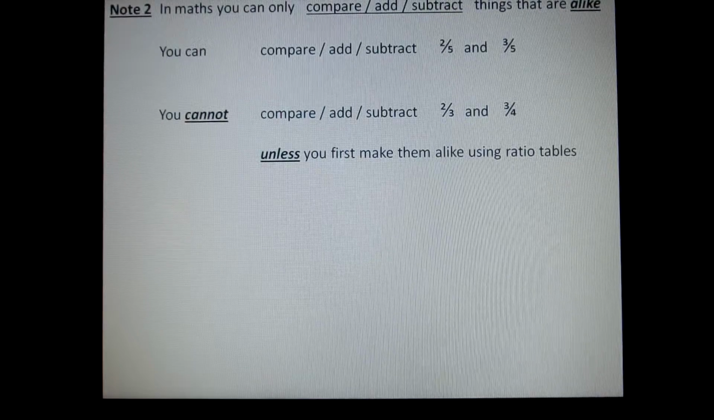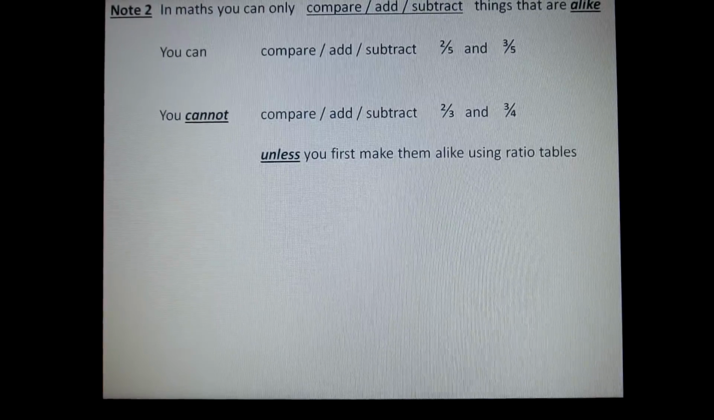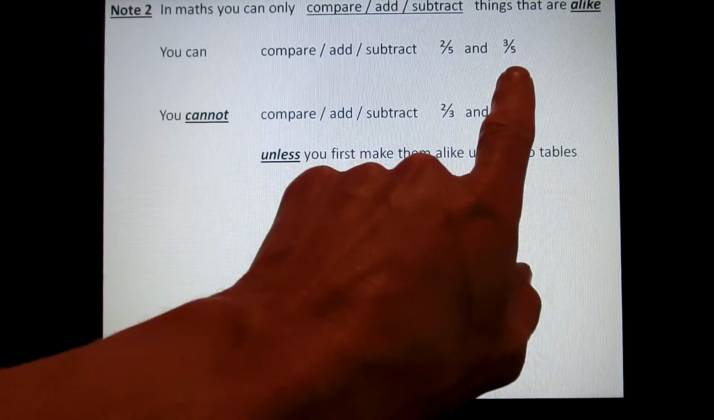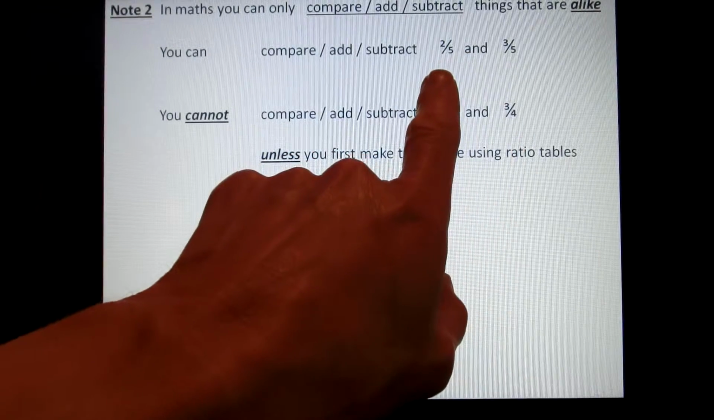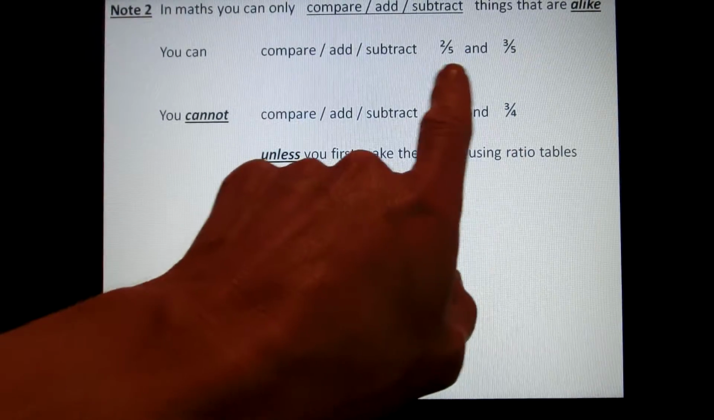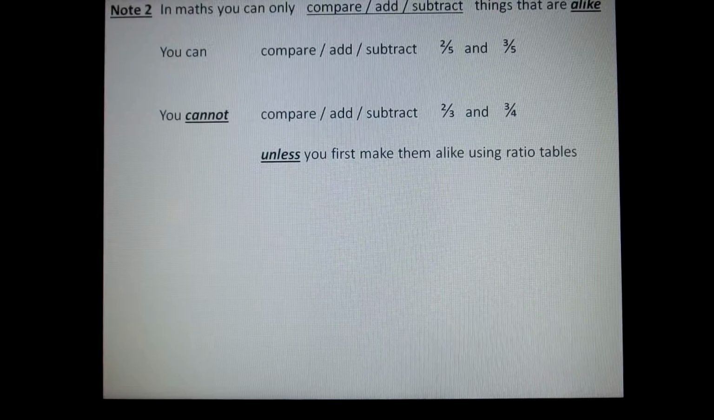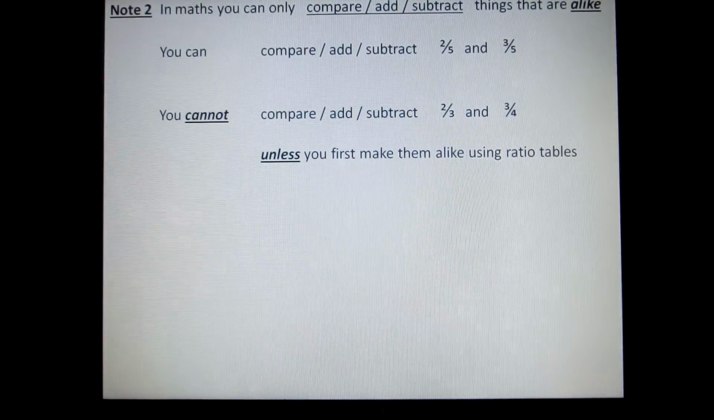As far as comparing fractions and adding them and subtracting them goes, in maths you can only compare, add, subtract things that are alike. So you can compare, add or subtract 2/5 and 3/5 because they're alike. So clearly 3/5 is greater than 2/5. You can add them: 2/5 add 3/5 would make 5/5. You can do a subtract: 3/5 take away 2/5 is 1/5.